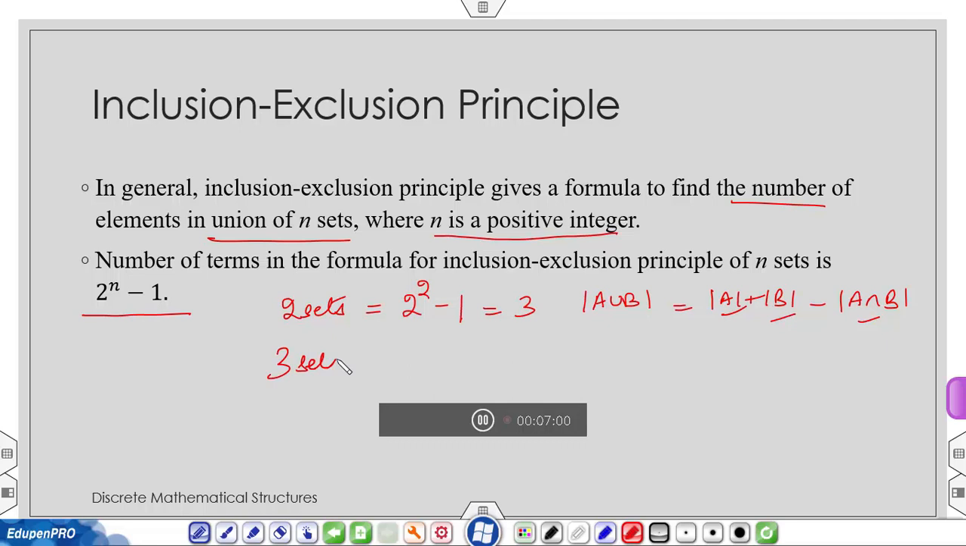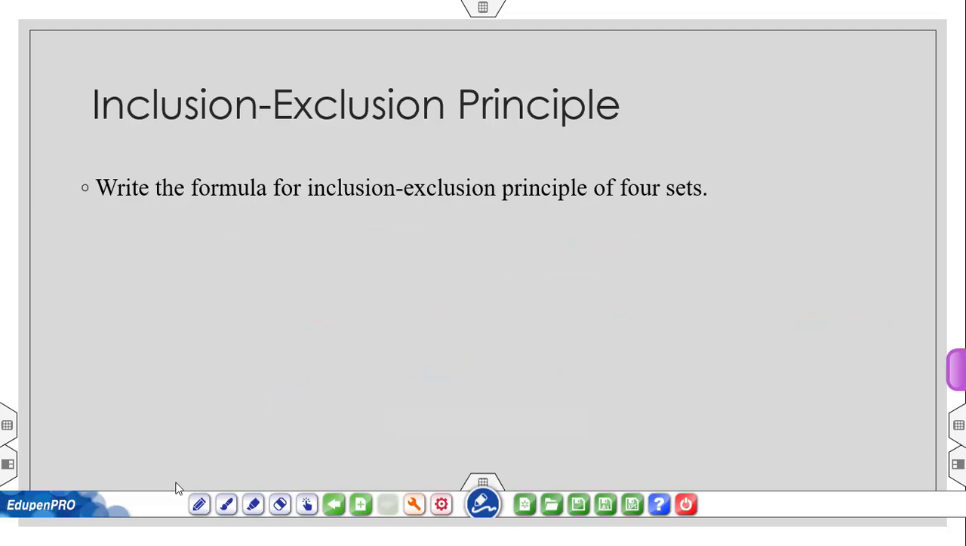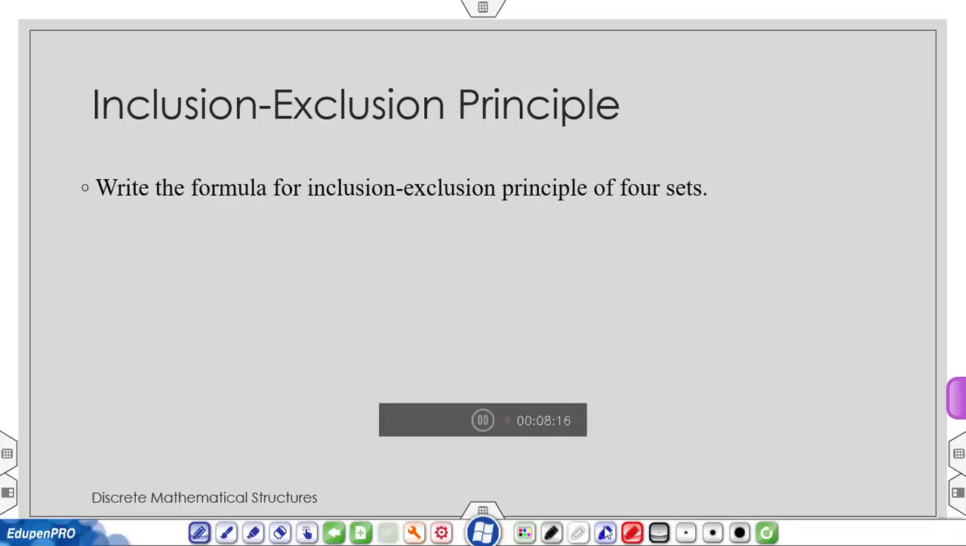Similarly, when we have 3 sets, the number of terms in the formula is 7. Right? You can verify this. We just did the formula for 3 sets, so you can check that the number of terms in that formula is 7. So now write the formula for the inclusion exclusion principle of 4 sets.